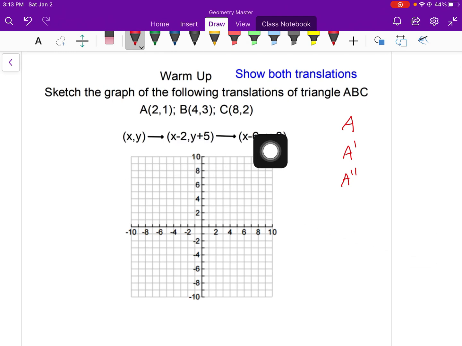Okay, I wrote the translation out a little bit different using our coordinate notation. This is where we start, A prime, A double prime. So go ahead, pause the video and work this out. When you're done, unpause and see how you did.